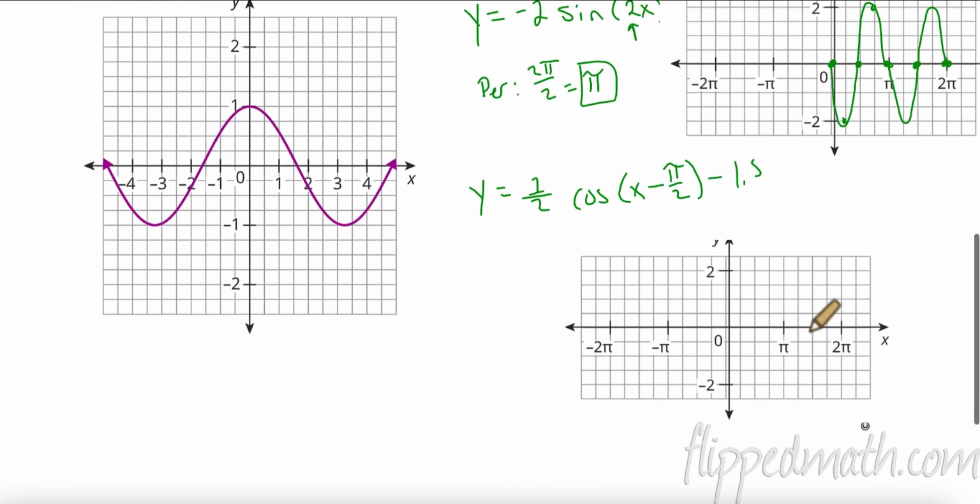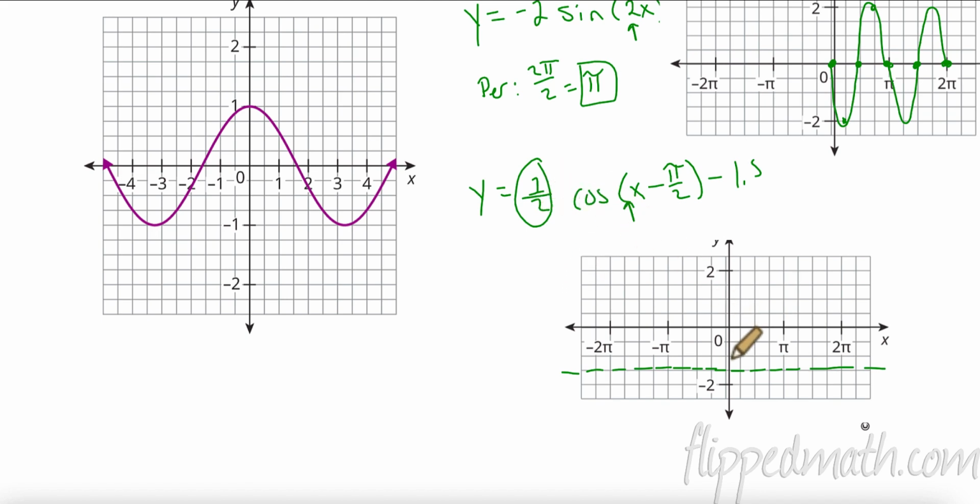All right, let's look at this one. We have an amplitude of 1/2. We have a period of 2 pi because our b is 1. We have a midline at -1.5. So this is -2. This is -1.5 right here. So I know I had to shift my whole graph down. From there I'm only going to go up 1/2 and down 1/2.